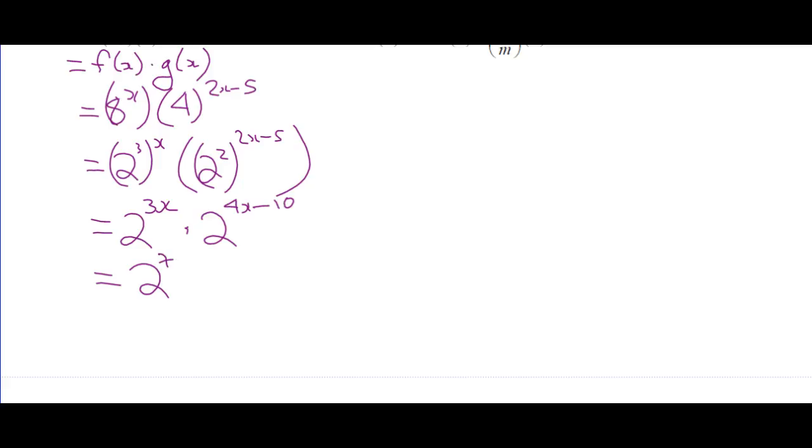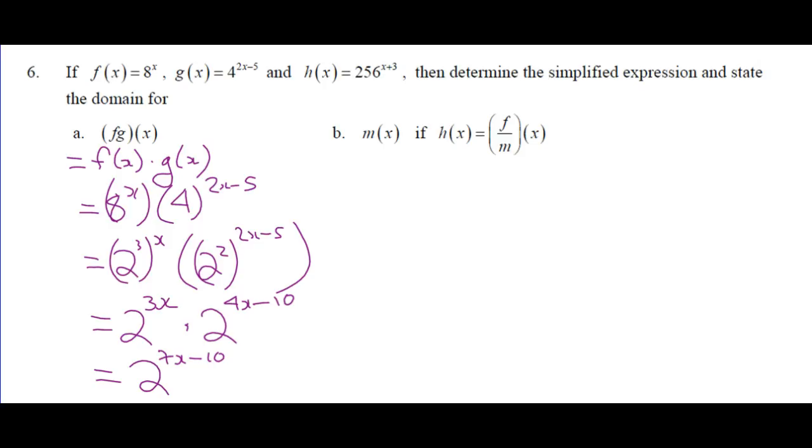7x minus 10, right? So we have power to a power, right? 8 is 2 cubed. 2 cubed to the x is 2 to the 3x. We multiply. And then when you're multiplying powers with the same base, you add the exponents. So there we go. We've got that and the domain.